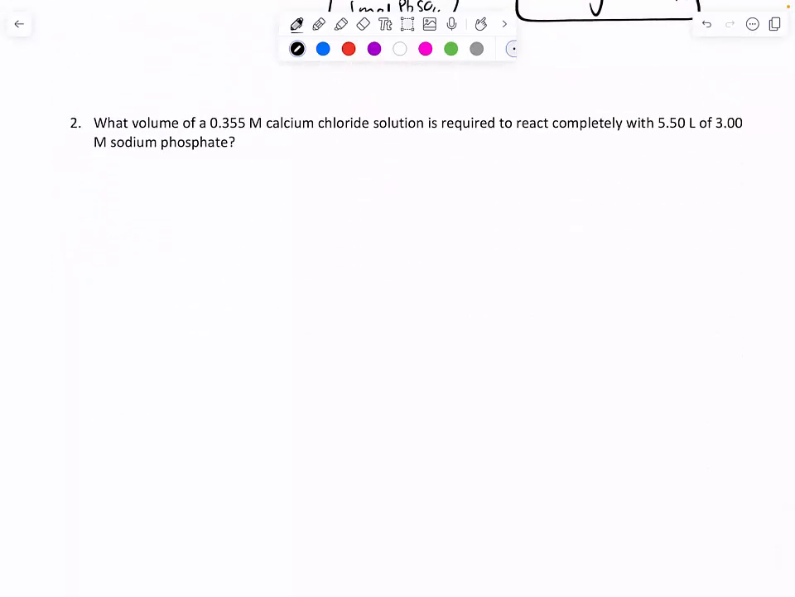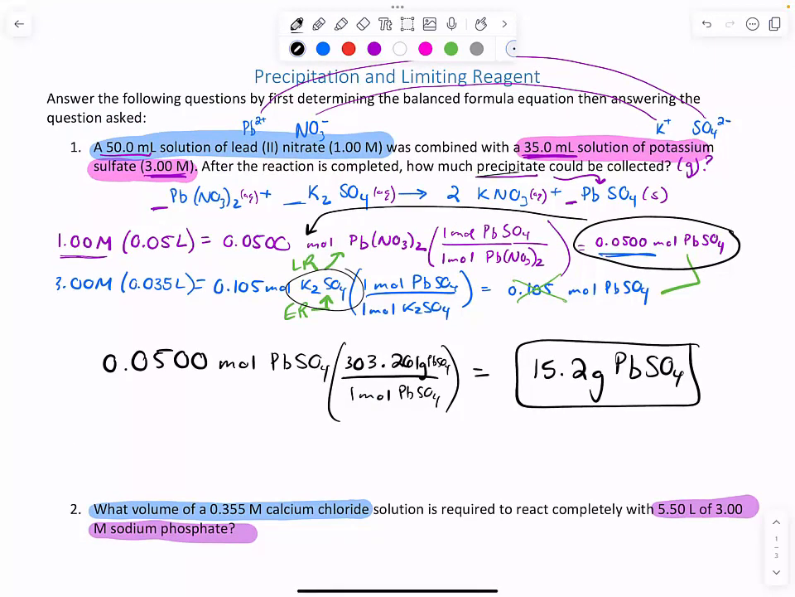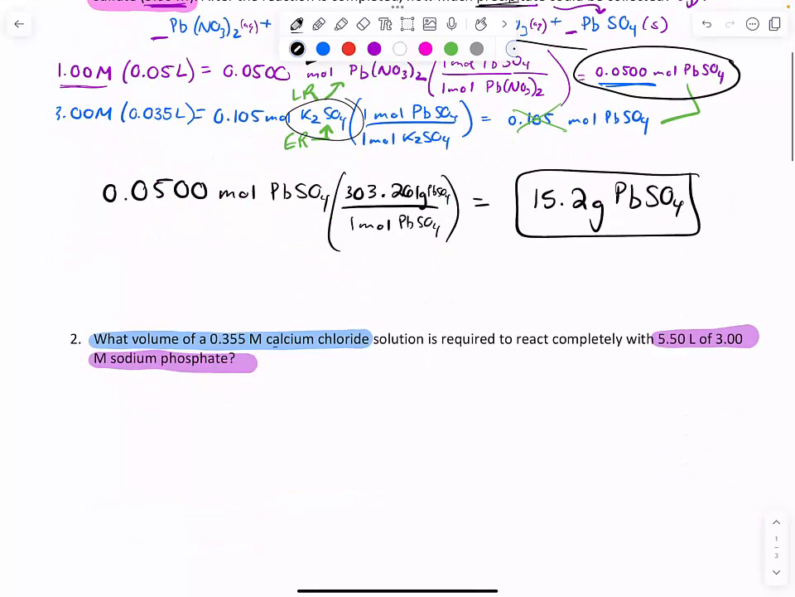What volume of 0.355 molar calcium chloride solution is required to react completely with that? So once again, I'm going to start out this time by highlighting, meaning I know all of this information goes with calcium chloride, and this information goes with sodium phosphate. And so what am I trying to find? In this case, I was looking for a precipitate. In this case, I'm not. I'm looking for calcium chloride because it says what volume of calcium chloride.